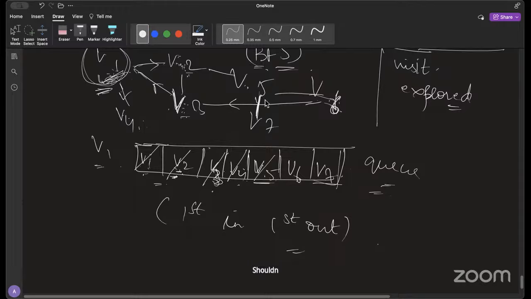Shouldn't we put a cancel on V6 and V7 also, because they have been explored also? Like a tick mark. Yes, you can cancel them. Everything has been explored.